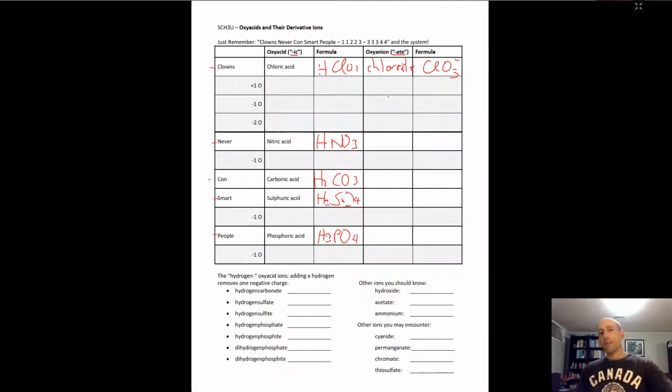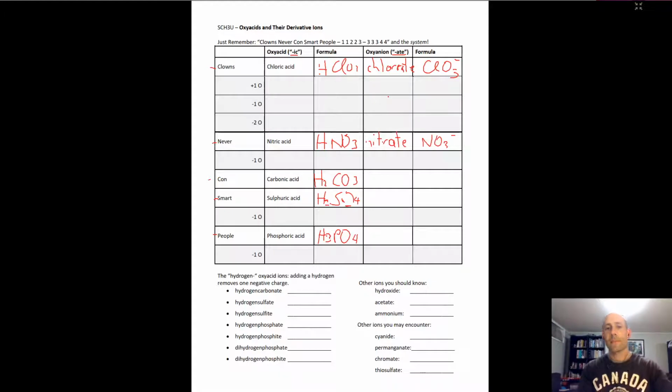Let's go down to the next one, which is nitric acid. We're going to remove the hydrogen from it. There's only one hydrogen there, so we're left with NO3, and it's going to have one negative charge. We took off one hydrogen, so we have one negative charge. That's part of the system. Nitric acid becomes the nitrate ion when it loses its hydrogen. If you've ever heard of nitrates, now you know what they are. NO3 with a negative charge.